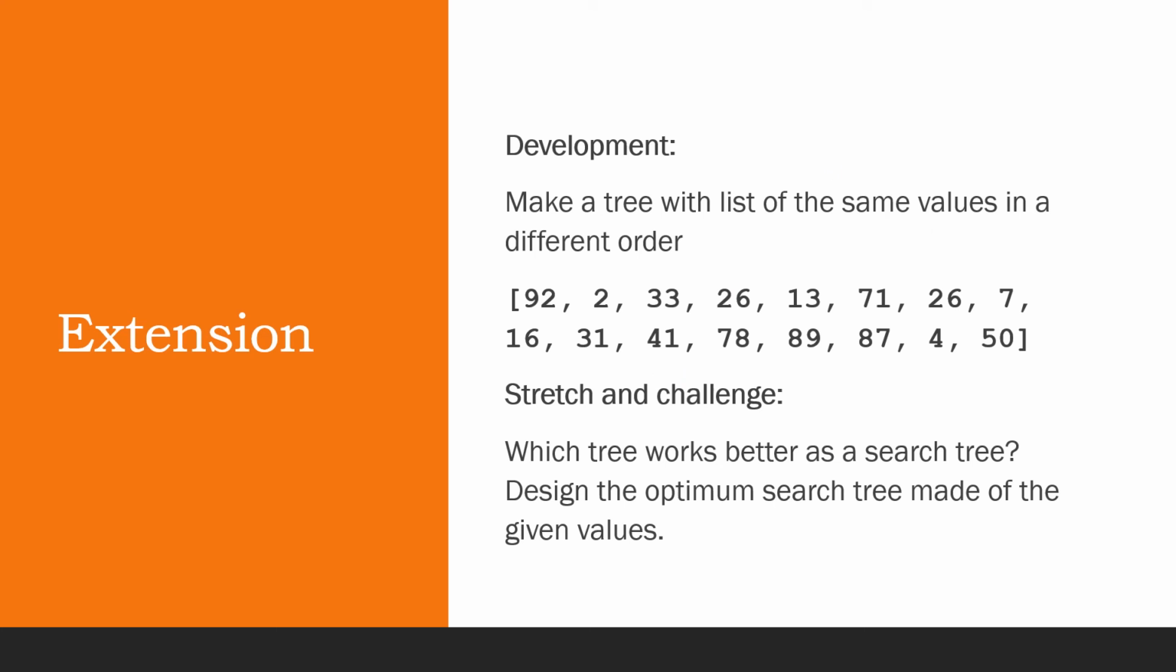Here are the same values, but they're in a different order. The values are all between 1 and 100. I just picked them at random, but I've reorganized them here to be in a much less convenient order. So if you draw that tree, you'll see that it's not so well balanced, and it will take more steps to get to some of the values.